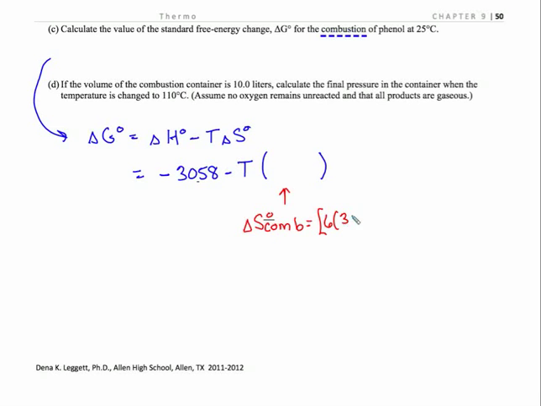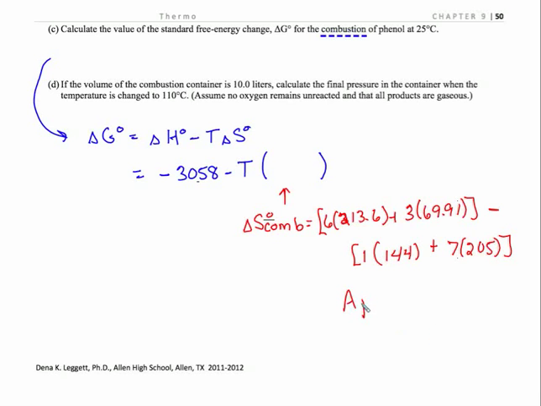And so it's 6 times, you've got the table in front of you, that's 213.6. 3 waters is 69.91, minus my reactants, which is 1 times 144 for the phenol, plus 7 times 205 for the oxygen. Okay, I got those right out of the table. Those were given to me.